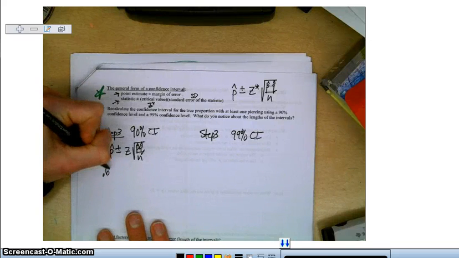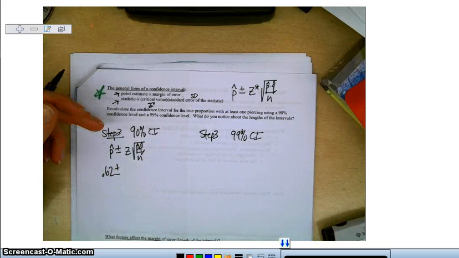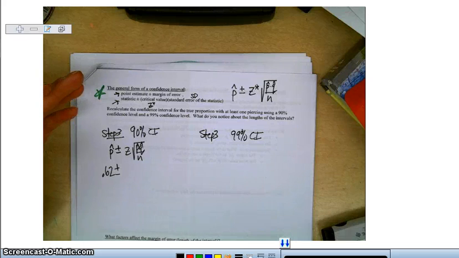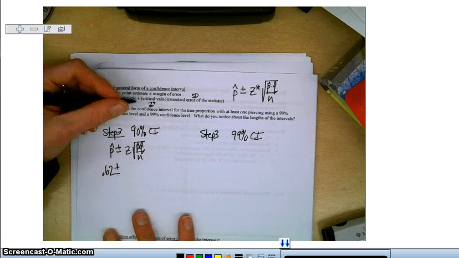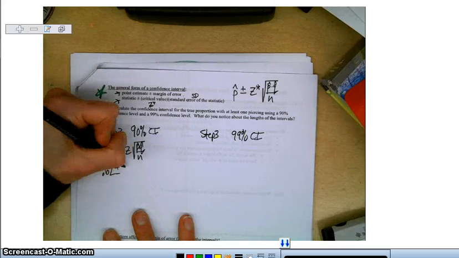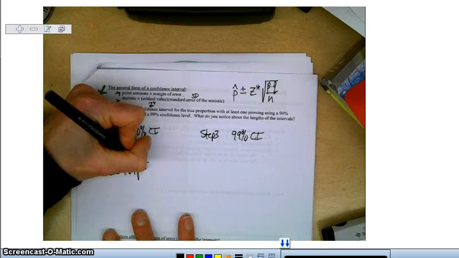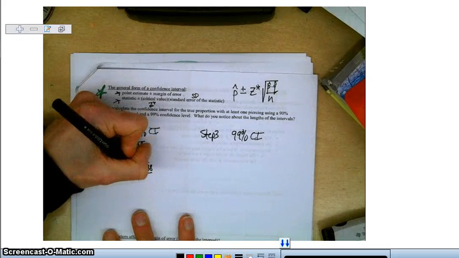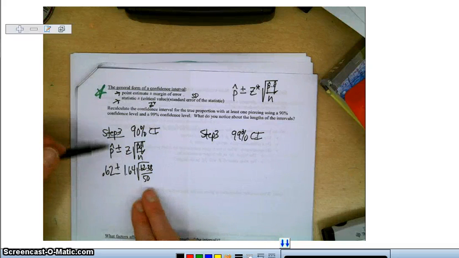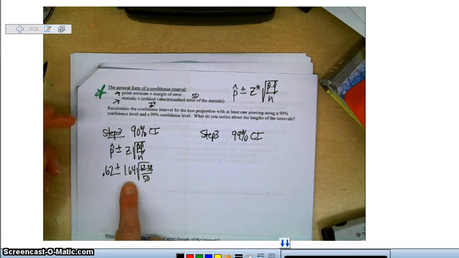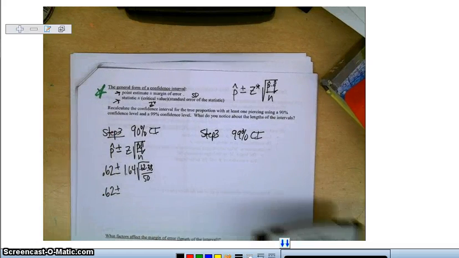0.62 plus and minus, that was the p-hat, our point estimate. A point estimate is a sample value, just a new notation here. So for 90%, what will I put for my z-score? 1.64 times the square root of 0.62 times 0.38 over 50. The only thing that's changing from this formula to the one we did on the last page is the z. It's the only thing that's different, but it will change the percent that we can add and subtract.